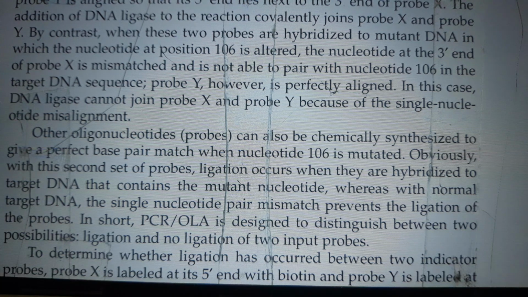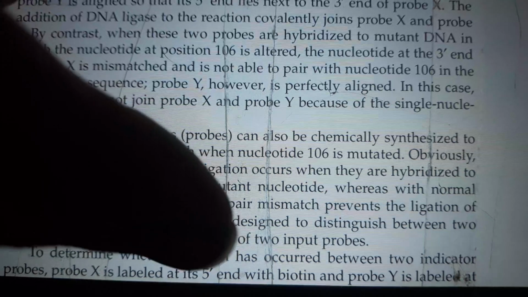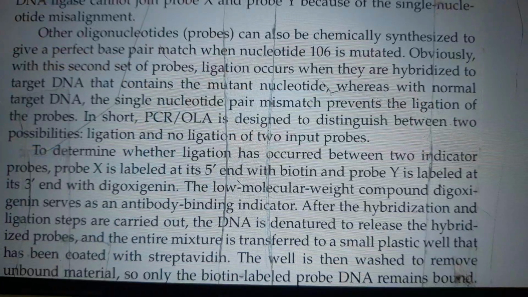Other oligonucleotide probes can also be chemically synthesized to give a perfect base pair match when nucleotide 106 is mutated. Obviously, with the second set of probes, ligation occurs when they are hybridized to target DNA that contains the mutant nucleotide, whereas with normal target DNA, the single nucleotide pair mismatch prevents the ligation of the probes.